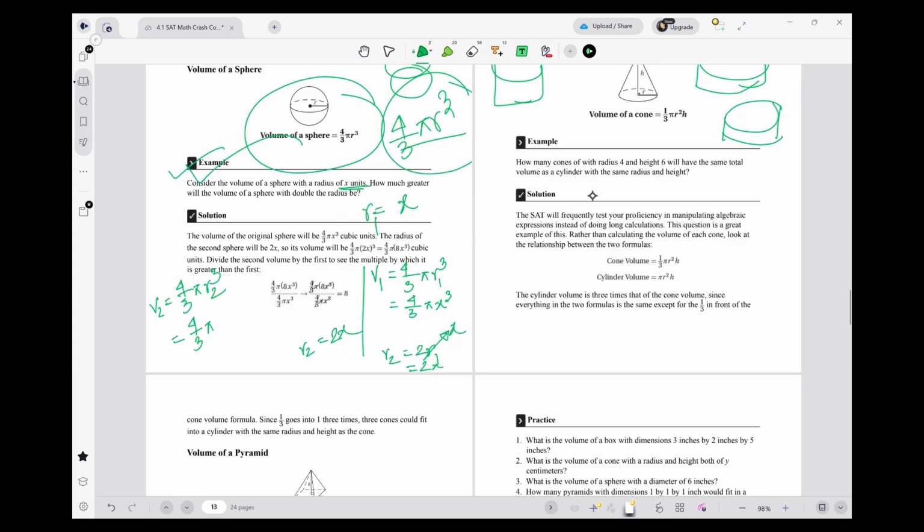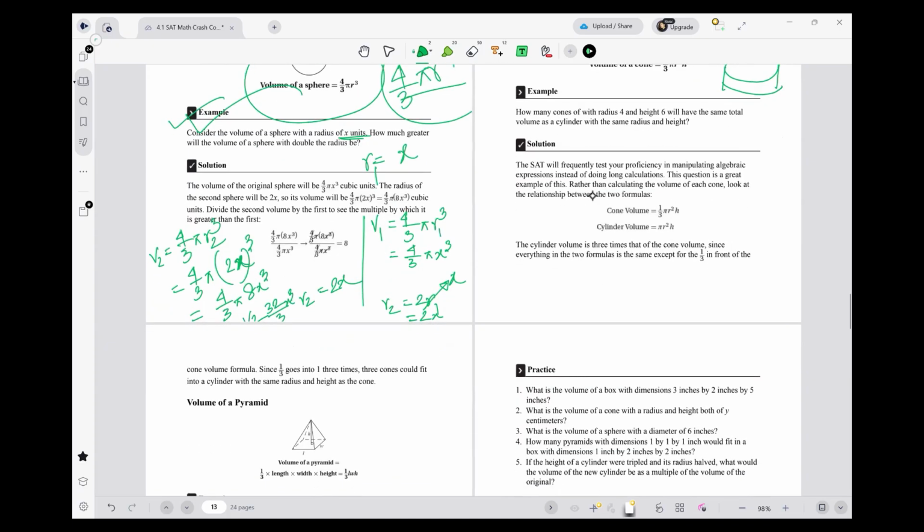So R2 equals 2x, and the cube of 2x gives 4/3 pi times 8 times x cubed, which is 32/3 pi x cubed. This is V2. So V2 divided by V1.